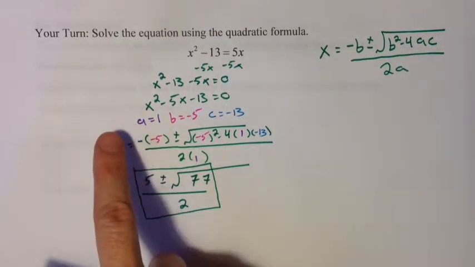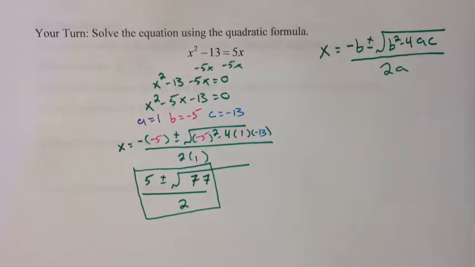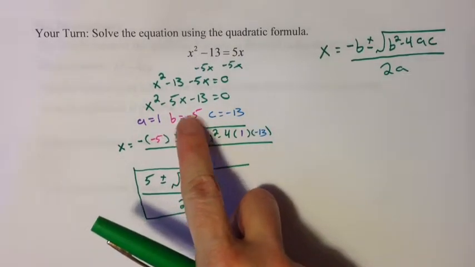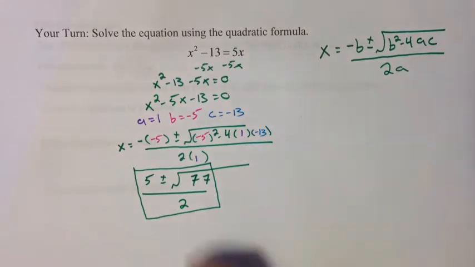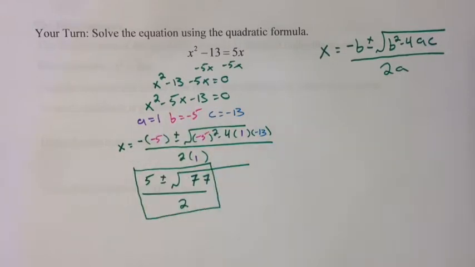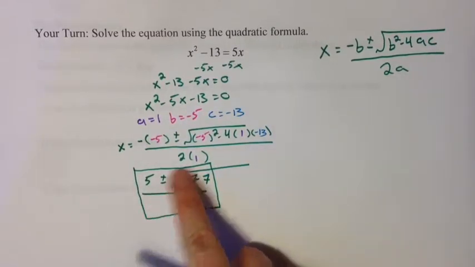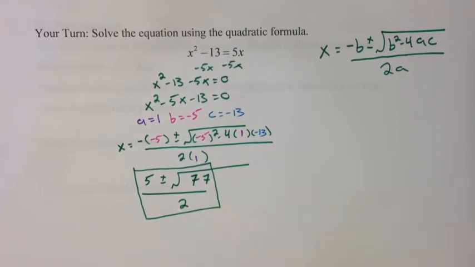Now I can read off what a, b, and c are. A is 1 since the coefficient of x squared is 1. B is negative 5 since the coefficient of x is negative 5. And c is negative 13 because the constant is negative 13. Then I plug all those guys into my quadratic formula and start simplifying. I end up with 5 plus or minus the square root of 77 over 2.